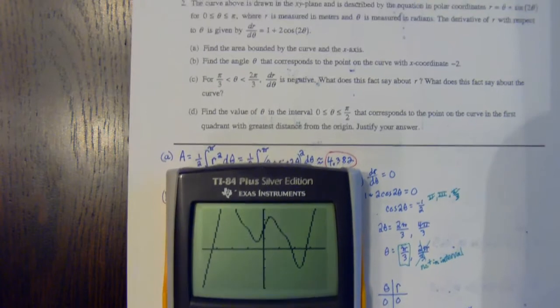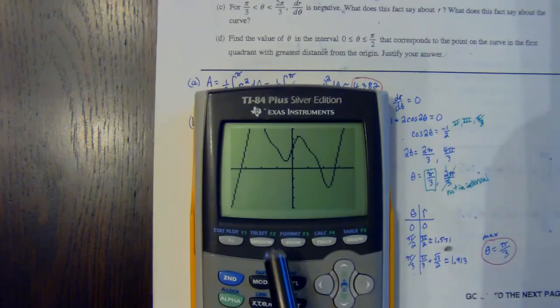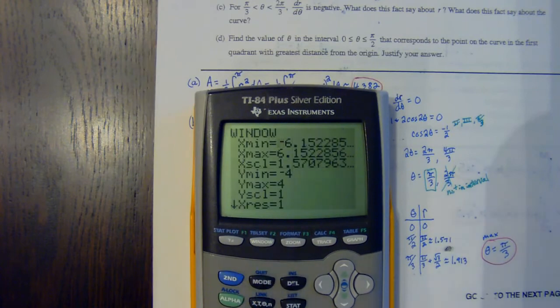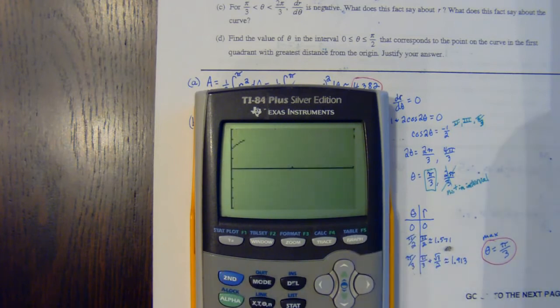But remember, our problem here is between 0 and pi. So I can hit my window button, make my X min 0, and then go down and make my X max pi. When I hit the graph button, just the portion of the graph that I care about pops up on the screen. There's only one spot where this thing is going to cross the x-axis, and I'm going to let the calculator find that number for me. Then we're going to be done with part B.